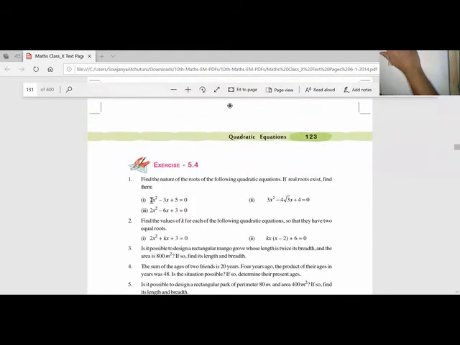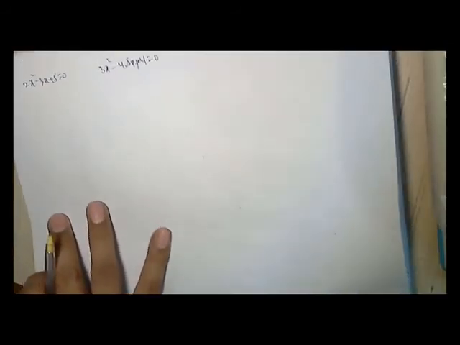Let us see the first root. Suppose this equation 2x square minus 3x plus 5 is 0. Another is 3x square minus 4 root 3 x plus 4 is equal to 0. Let us see these two. Whatever is asked: find the nature of the roots of the following quadratic equations. If real roots exist, find them. So let us see this.